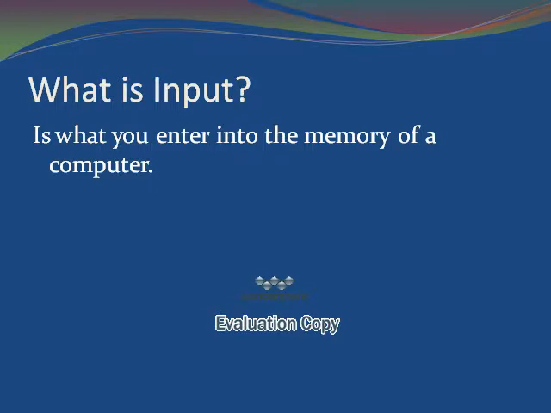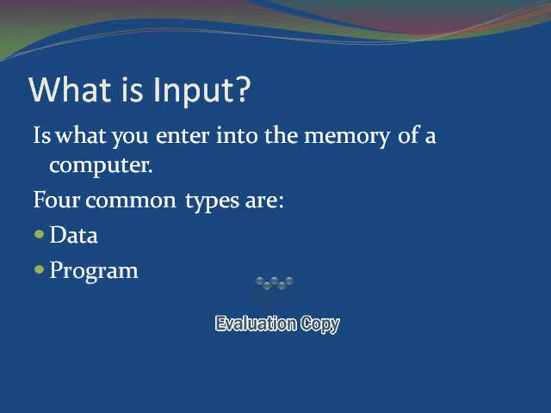As soon as input is in memory, the CPU can access it and process the input into output. There are 4 common types: data, program, command, and user response. Data is a collection of unprocessed items.